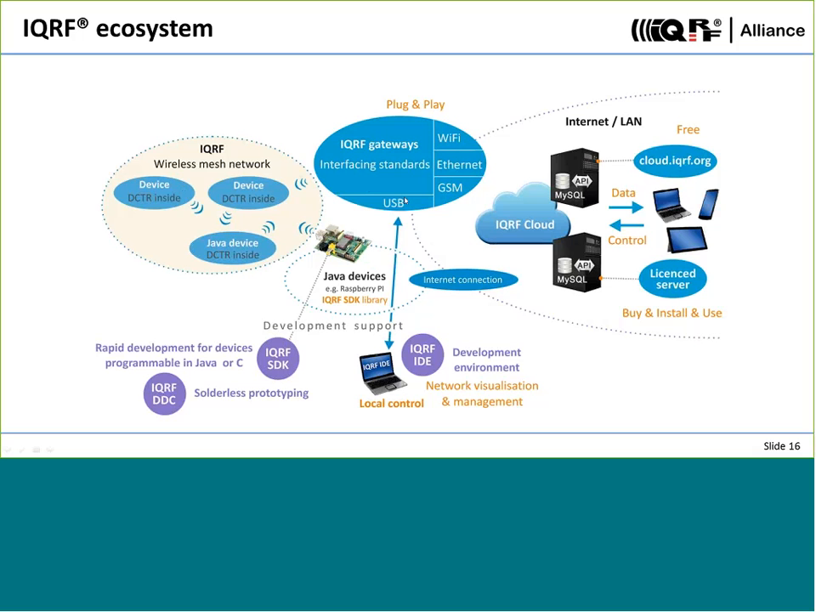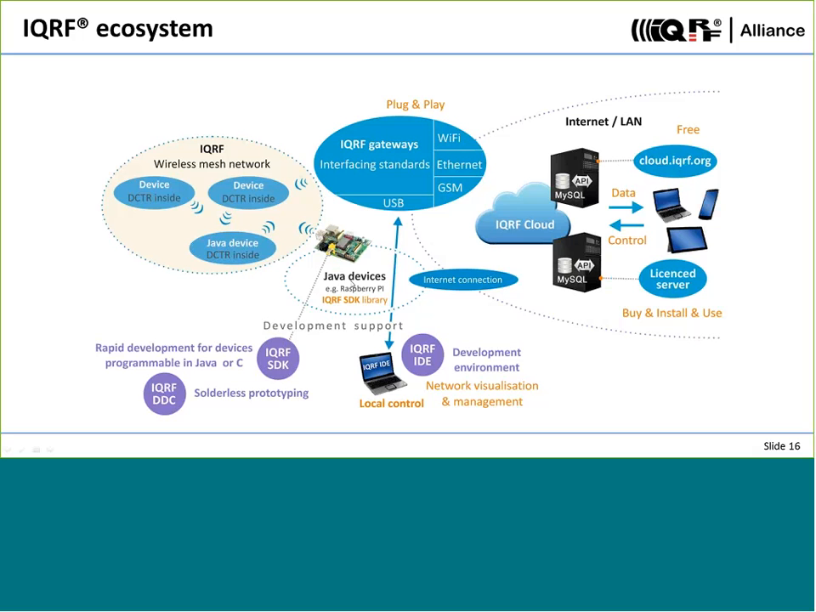And then you can have internet connectivity. This can go to the IQRF Cloud, which is accessible through an API, or also on the web interface. Or also, you can license the whole solution and put it on your own server. So then you have your data completely under control, and they don't go to any third-party server.